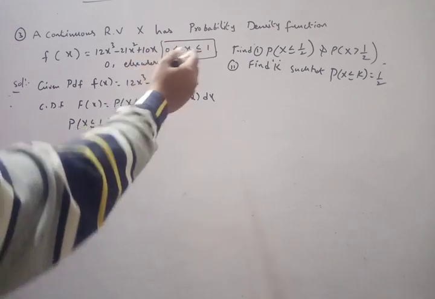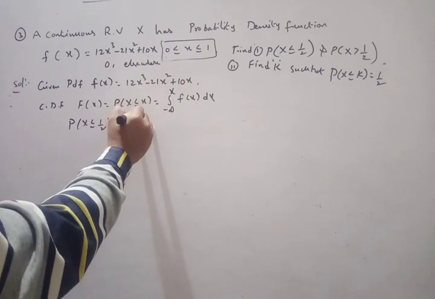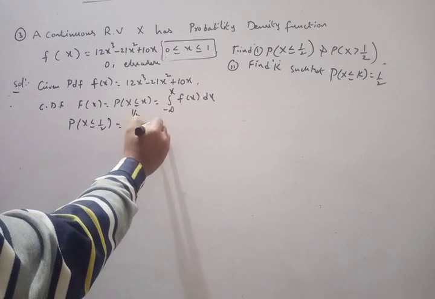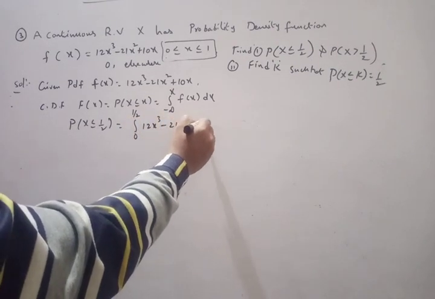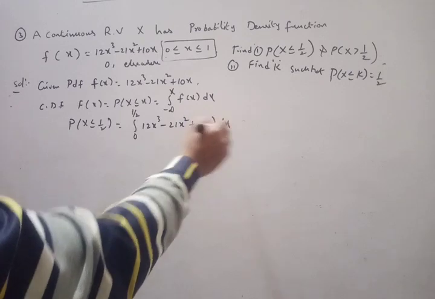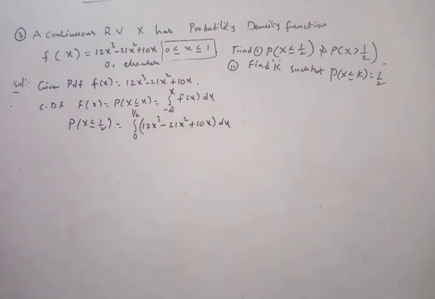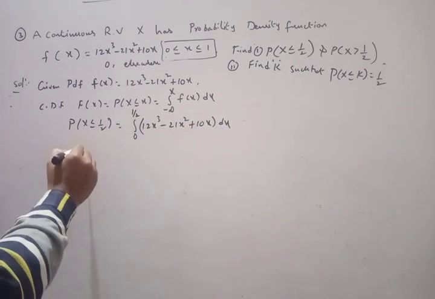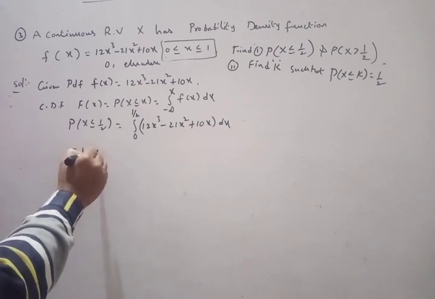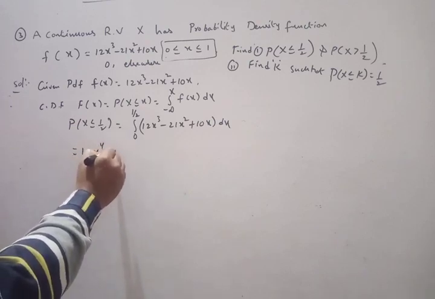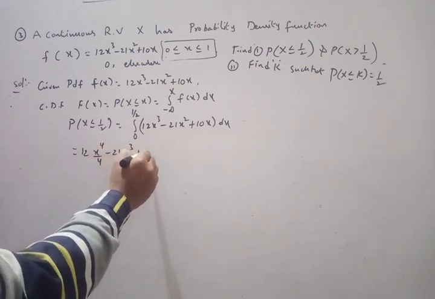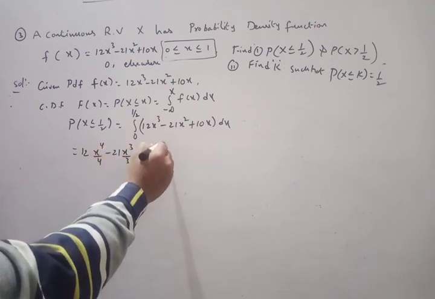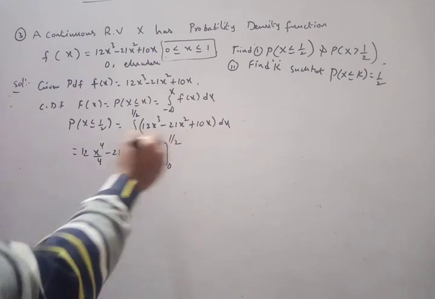That means the limit is starting from 0. So, 0 to 1 by 2 of f of x, and f of x is what? 12x cube minus 21x square plus 10x dx. Correct? So, we substituted. Right? Now, integrate here. This is equal to 12 times x power 4 by 4, 21 times x cube by 3, and 10 times x square by 2. Limits are 0 to 1 by 2.